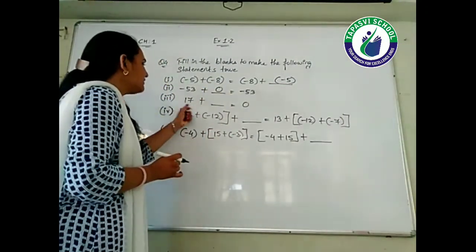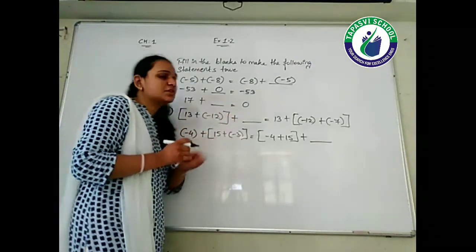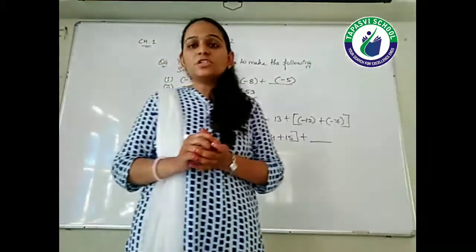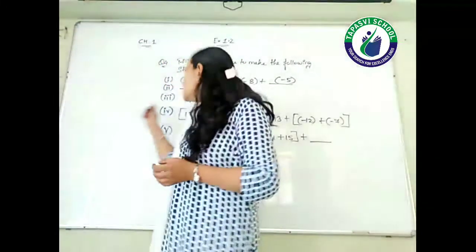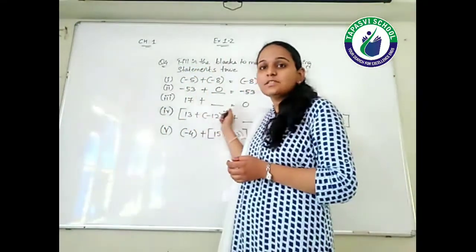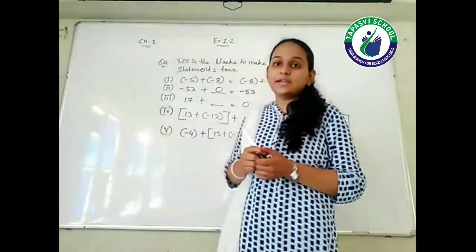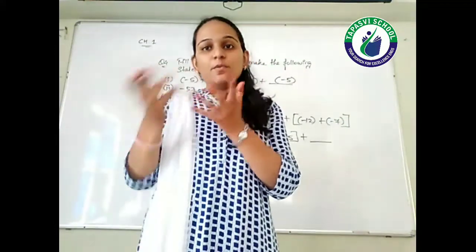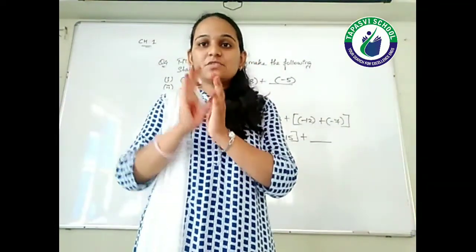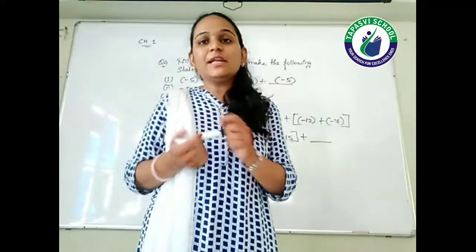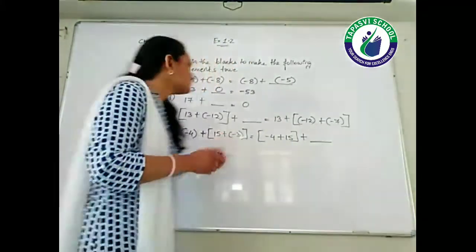Okay, next one, 17 plus dash is equal to 0. Now which integer should you write here to get the result as 0, right? So it needs to be the opposite only, right? 17 is there, so we need to write the opposite of 17. That means minus 17.